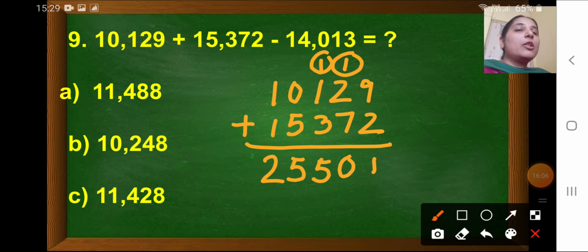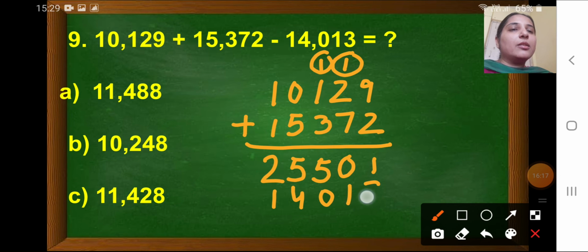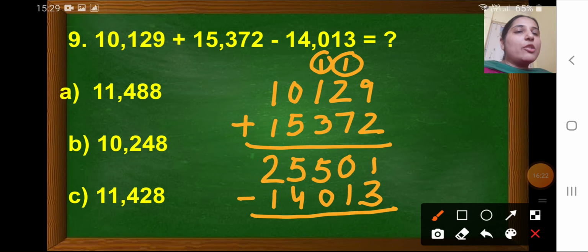14,013 from 25,501. So let's subtract now. You can write just below that to subtract 14,013. So let's find the difference now. Now there you can see, children, 1 minus 3, that is not possible. So it means we have to borrow. So there also you can see 1 minus 0, 0 is there. At the tens place, 0 is there. So again we have to now move to the hundreds place. So the digit here is 5.